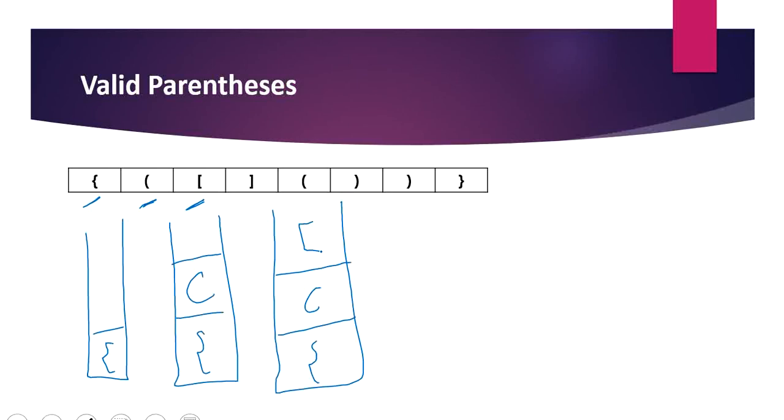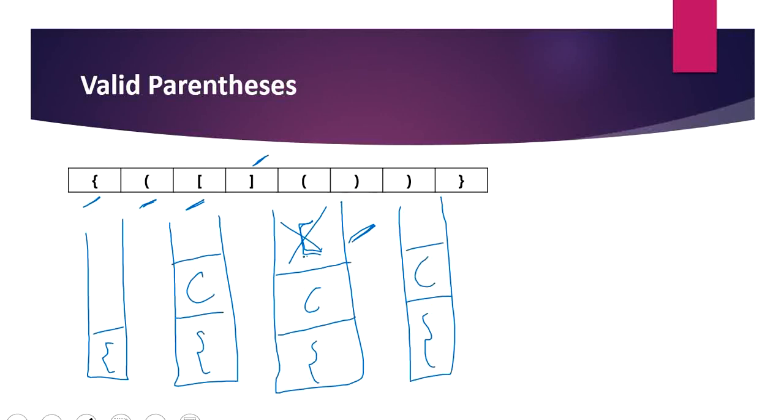The next one is a closing brace. In that case, I'm going to check whether the top of my stack has my open brace. Why am I checking the top? Because it should be in order. If there is a closed brace, it should have its open brace already. So I'm checking the top of the stack. It is the open brace of the closing square brace, so I'm just removing this from my stack. Now my stack looks like a curly brace and a round brace. It will be removed from the top.